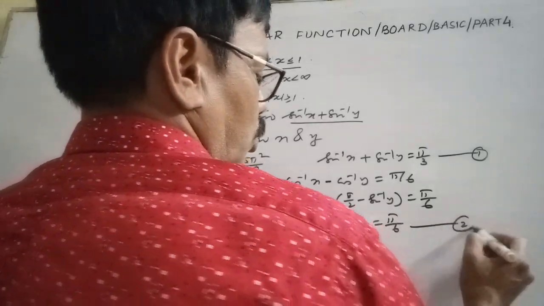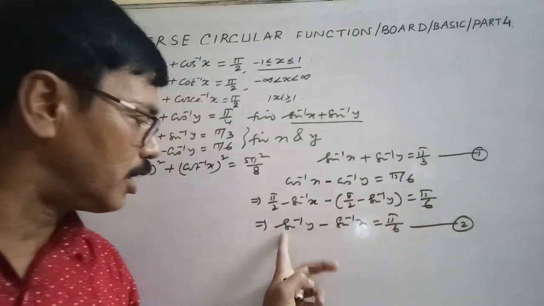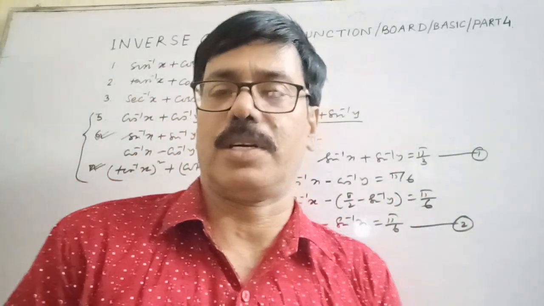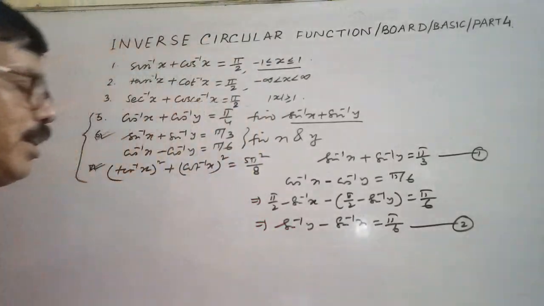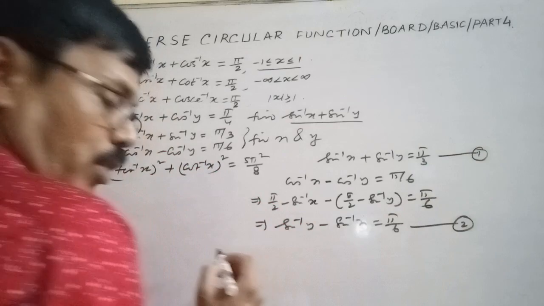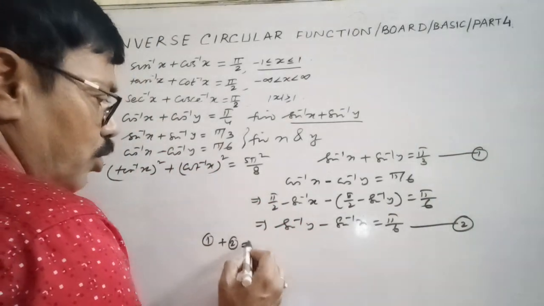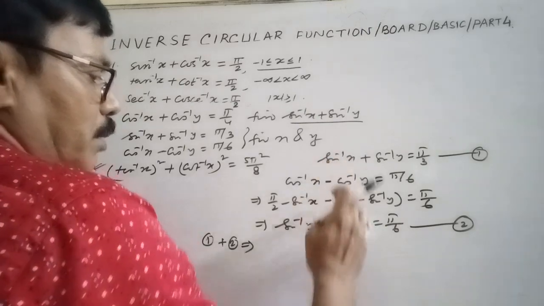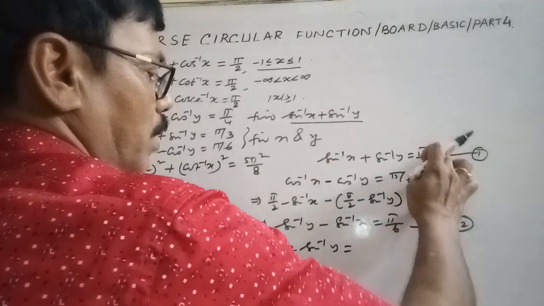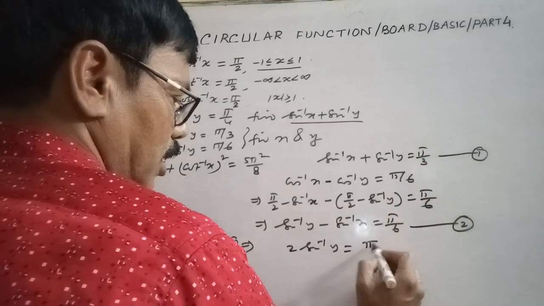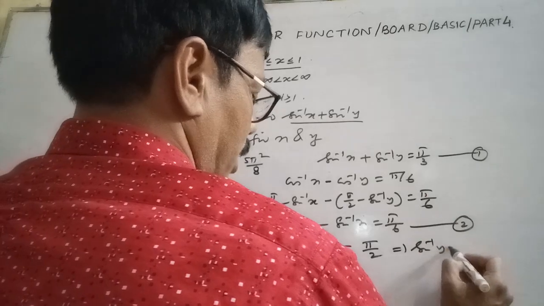Call this equation 2. It is in terms of sin inverse x and sin inverse y, so it is very easy to find them. If we add 1 and 2, sin inverse x cancels out. 2 sin inverse y equals pi by 3 plus pi by 6, so this is pi by 2, and sin inverse y equals pi by 4.